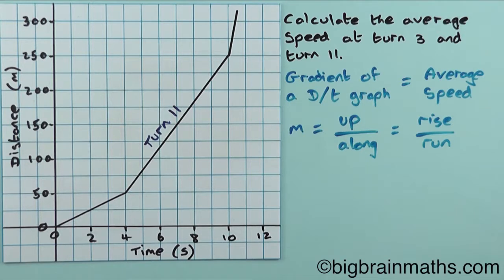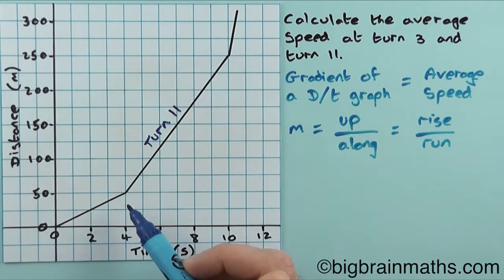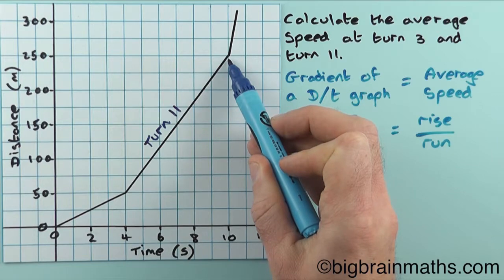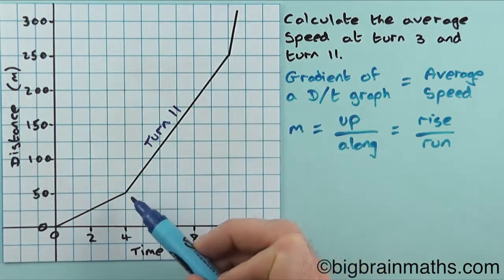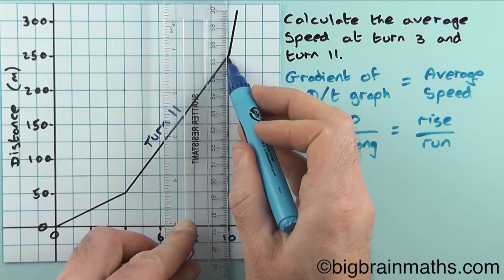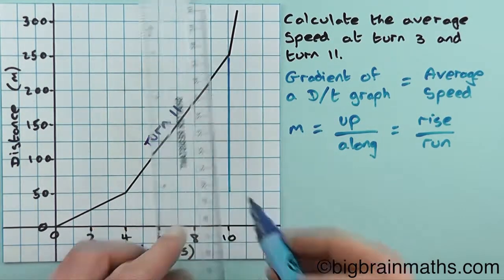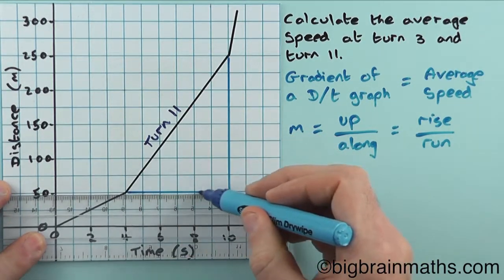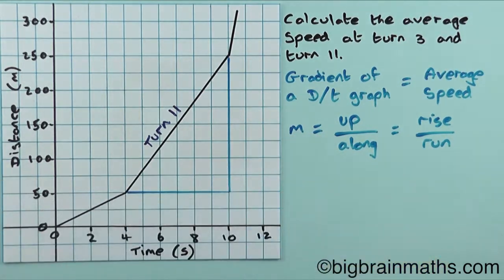Now you can choose any 2 points along this line, but I think that the best 2 points to choose are the points at the beginning and the end of the line. So I'm going to draw a triangle between these 2 points. So I take my ruler and I draw a triangle between these 2 points. And remember, my triangle must be drawn using horizontal and vertical lines only.